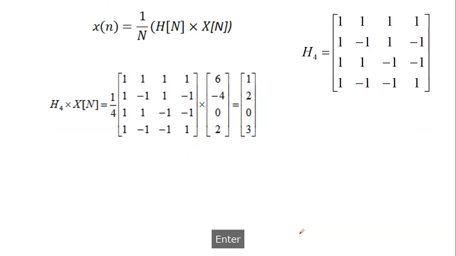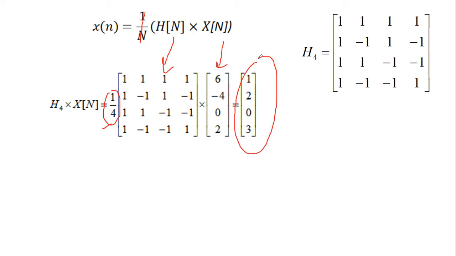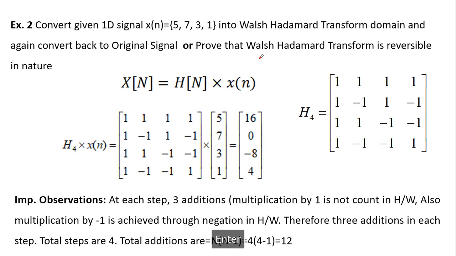Now again we need to convert the signal from the Walsh Hadamard domain to the time domain or spatial domain. So we are using 1 by n as a factor. The matrix is of order 4, so 1 by 4, this is H of n and this is our X of n. If we do this operation, we get the original signal back. So it proves that the Walsh Hadamard transform is reversible in nature.